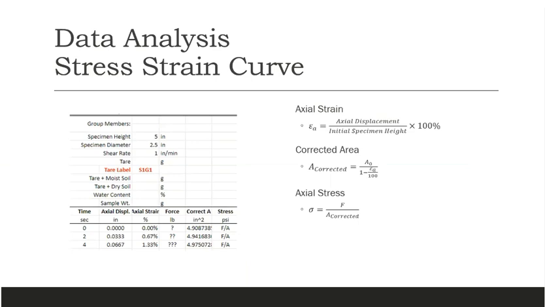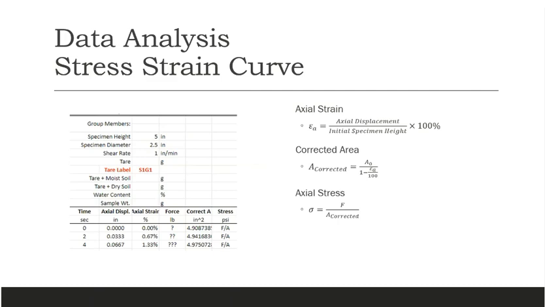After obtaining the lab data, calculate the axial strain by dividing the axial displacement by the initial height of the specimen. Assume the specimen is perfectly cylindrical and calculate the cross-sectional area of the specimen. Calculate the corrected cross-sectional area by dividing the initial area by 1 minus the axial strain. If the axial strain is a percentage, divide by 100. If it is a decimal, omit the 100.